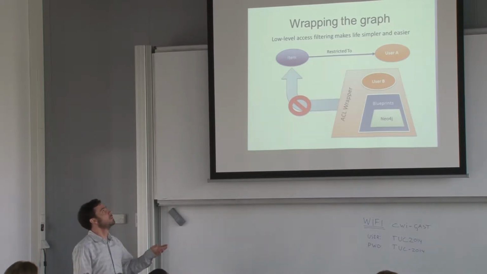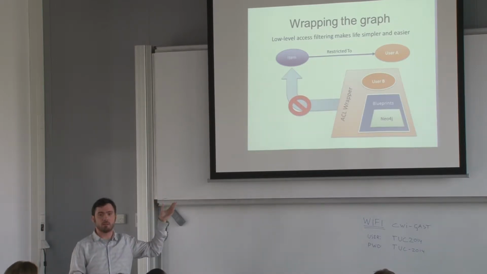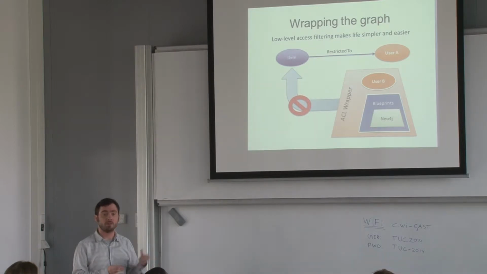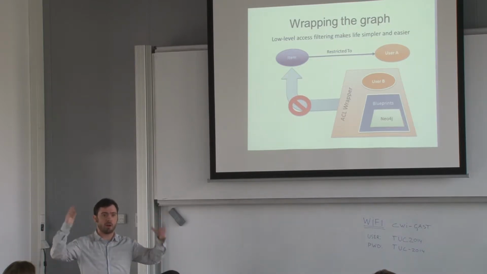So, for example, if an item is restricted in access, most items aren't restricted, but if an item is restricted to a particular person or a particular group, then we can create a virtual representation of the graph that only other users are allowed to see. And essentially this simplifies everything else, so you don't have to put your access control in half a dozen other places. You can just do it once.